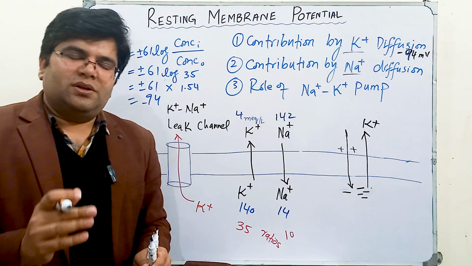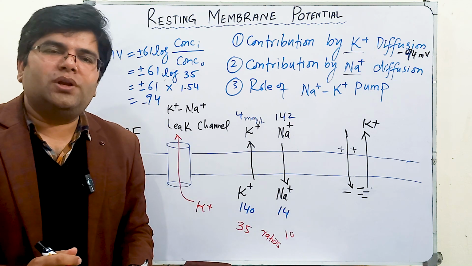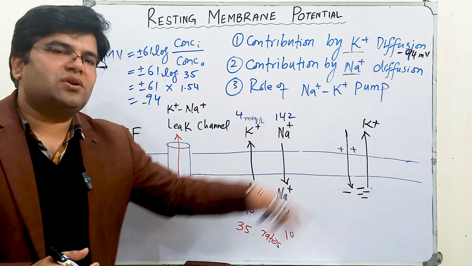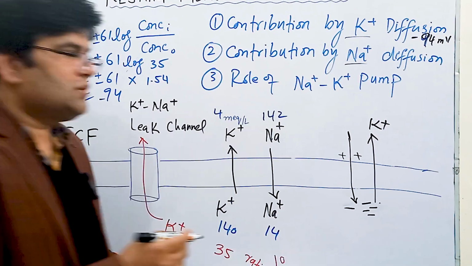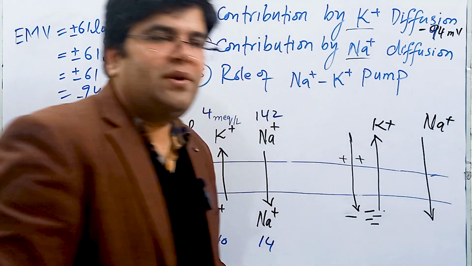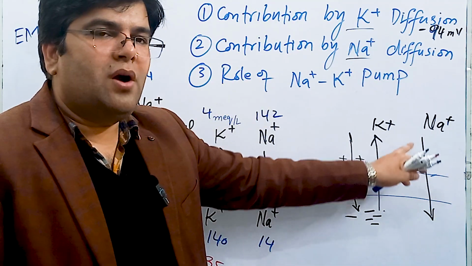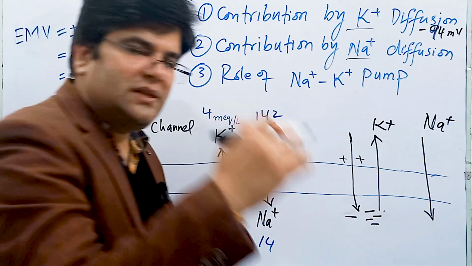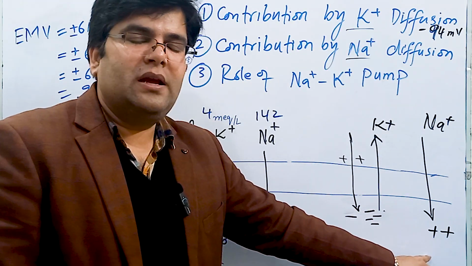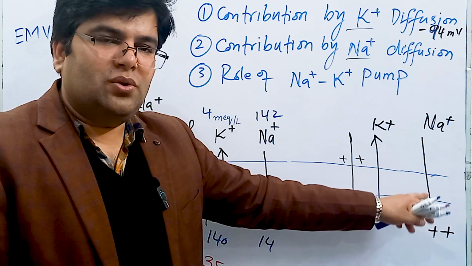Now let's suppose our membrane is permeable only to sodium. And you know very well that sodium is more concentrated outside of the cell as compared to inside. Sodium diffuses from outside to inside of the cell. And every time when one sodium ion diffuses from out to inside, it brings one positive charge inside of the cell. So the diffusion of sodium will create positivity inside of the cell.